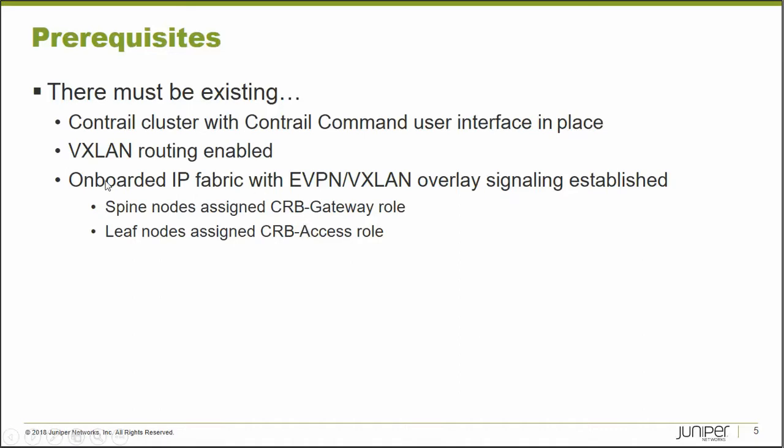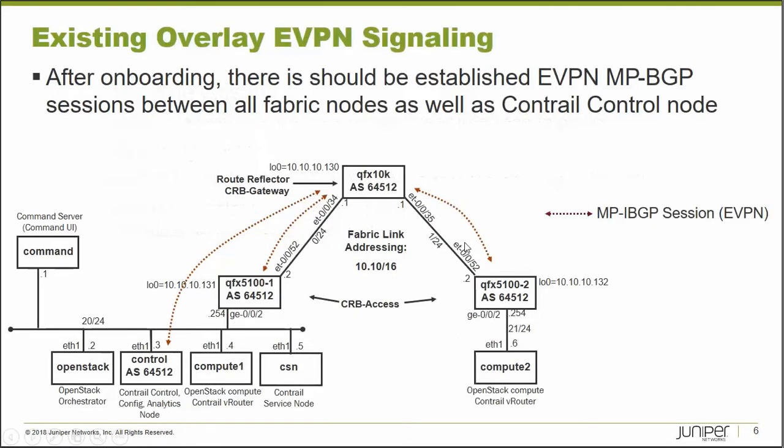So just talking about an onboarded IP fabric, we have one in our lab right now. That's what we're going to use to demonstrate. I've got a Contrail cluster installed. Some of the nodes are off of QFX 5101. The compute 2 is off of QFX 5102. I have an OpenStack node that does the OpenStack orchestration. I've got a Contrail control node. I've got 2 compute nodes that do the OpenStack compute or Contrail vRouter function. So that's compute 1 and compute 2.